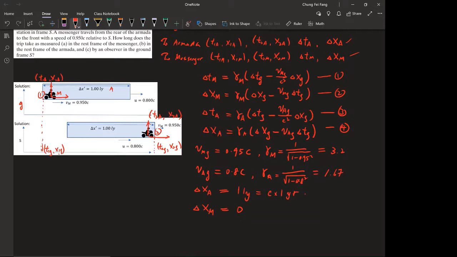However, to the point of messenger, it is not moving. What is moving is the Amanda spaceship. So in the messenger coordinate, we will see the front of the Amanda spaceship is moving to him. So we will think that both of the two events actually happen at the same coordinate, but at different times. So therefore, we have a conclusion. The delta xm, which is the two events, happen at the same position in the coordinate system of the messenger.